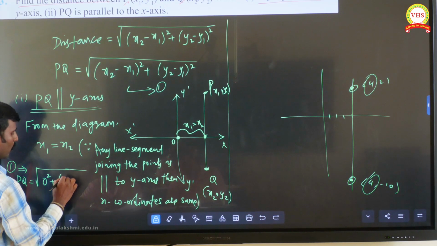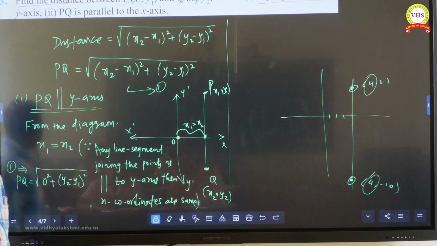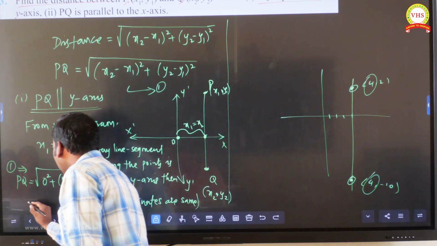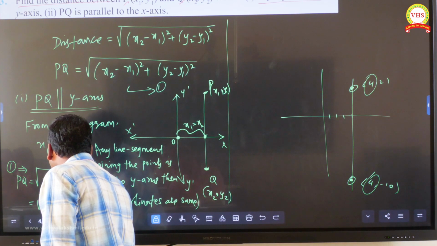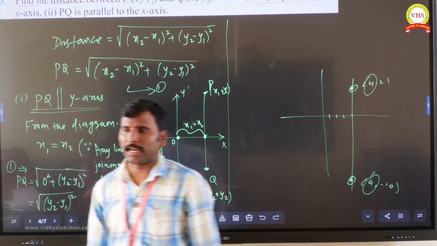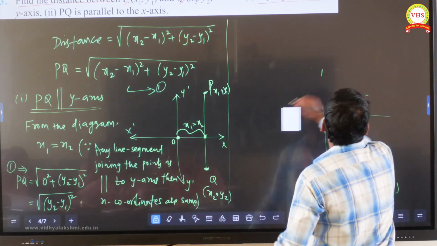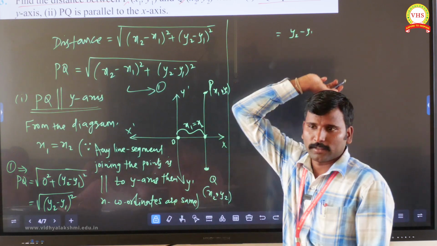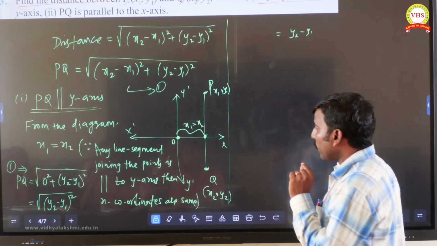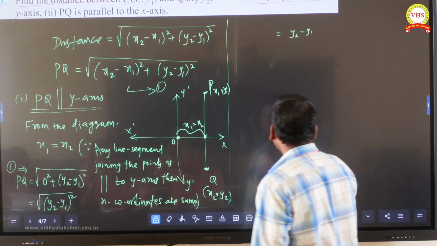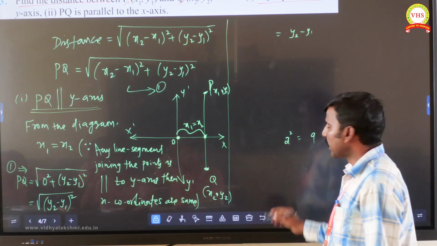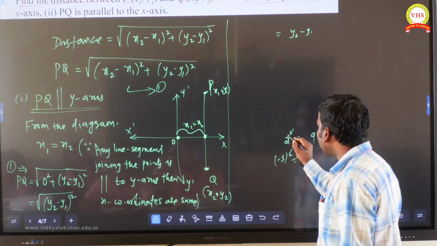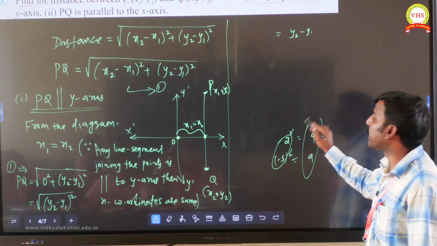Then what remains is (y2 minus y1) the whole square. Both x values are equal, so it subtracts to 0, and 0 squared is 0, so leave it. What remains is the square root of (y2 minus y1) squared. Square and root cancel, so the required answer is y2 minus y1. But we should not stop at y2 minus y1. Why? When I square 3, I get plus 9, and when I square minus 3, I also get plus 9. But after removing the power, I get a different answer, whereas after applying the power, I get the same answer.